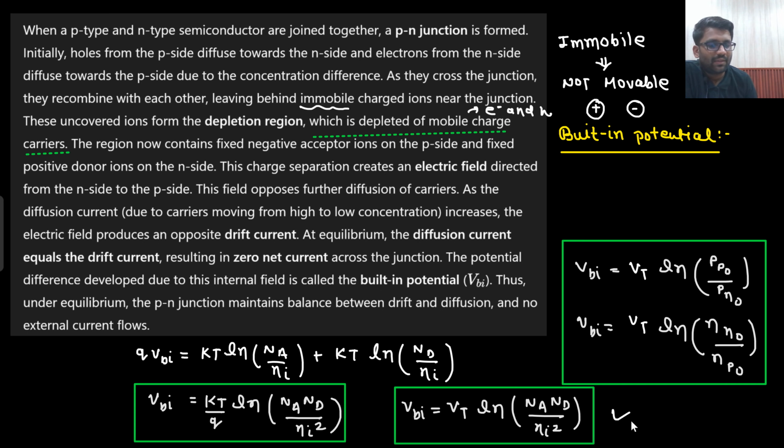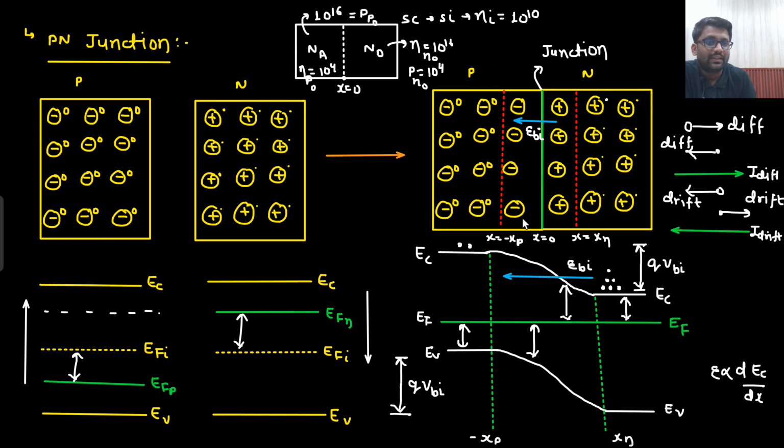So better remember this formula, because most likely they will give the values of Na, Nd and Ni. If they give whole concentration only, then you can apply this formula. If they give electron concentration only, then you can apply this particular formula. Is that clear? So the concept of built-in potential is clear. Everything is clear.